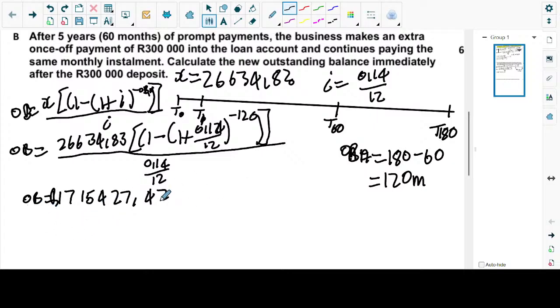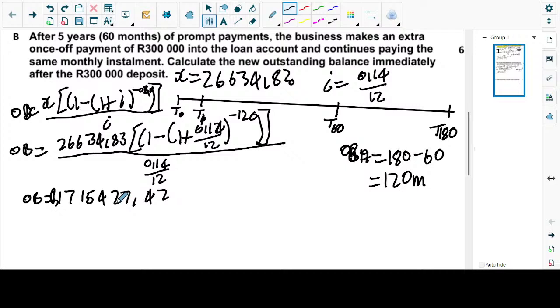So this is the amount that you will see. Let's say you're getting a statement after making the 60th payment. This is what you will see: that you still owe 1.7 million and something.